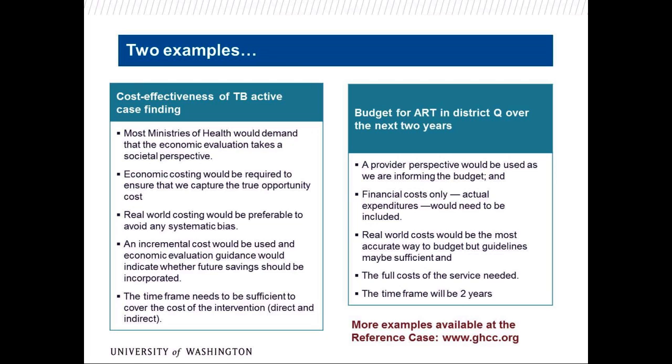Now, if you were doing a budget exercise for ART in District Q over the next couple of years, you could do a provider perspective, so you're interested in financial costs. Real world costs would be accurate, but it could be costing the guidelines. You'd want the full cost of the services, and if it's a 2-year budget time frame, the timeline is 2 years. So that's what we mean by clearly articulating the study scope.